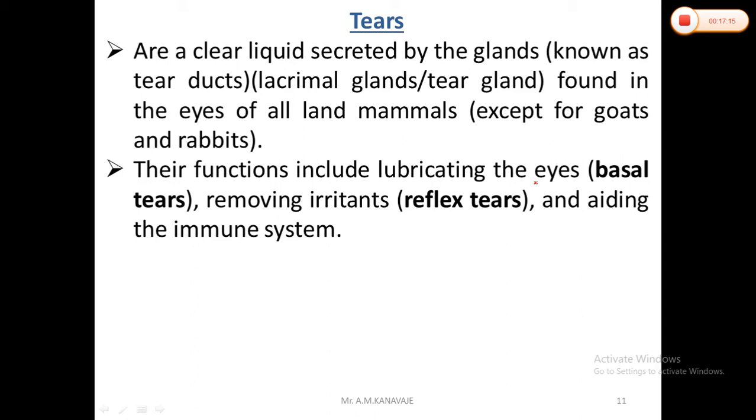So these are called reflex tears. Tear gas is there also, or some conditions in the environment, like more smoke. Basically they are called removing irritants. So these reflex tears are an attempt to wash out irritants that may have come in contact with the eyes, and they aid the immune system.